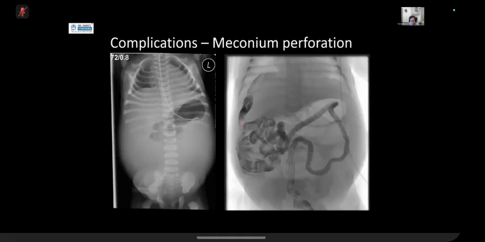So other examples to show that, and what you can see here, you've got contrast just extending all the way and coating the surface of the liver, and also within the mesentery.